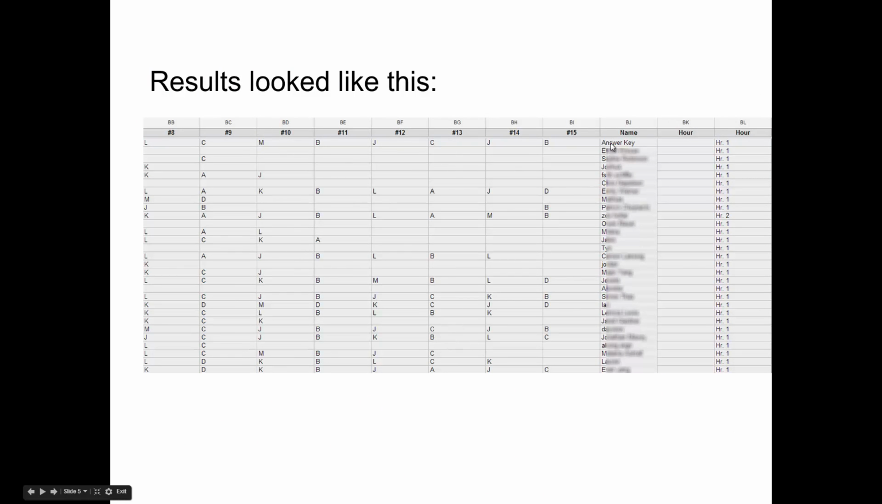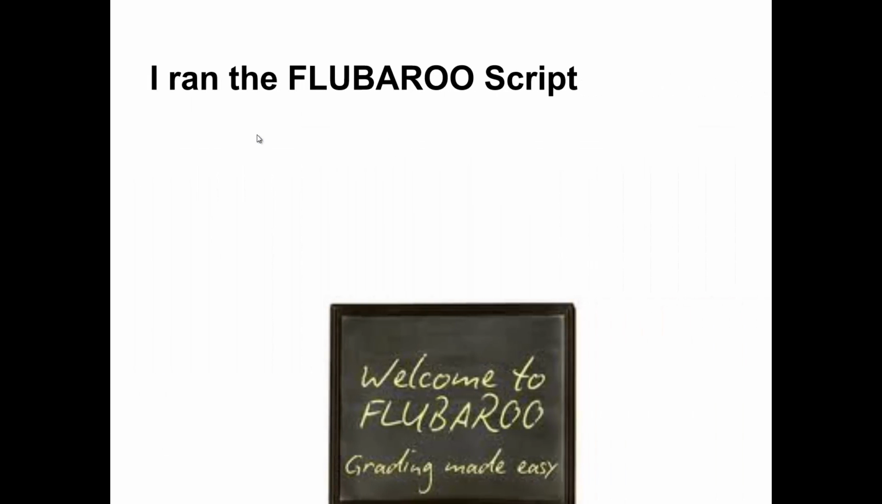Now this is nicer because if you look at it, I could sort these names and it becomes alphabetized and makes it much easier to put into that Excel document. But the rest of the information is still something I have to grade. So it's still not that great. So what we decided to do next is run a Flubaroo script.